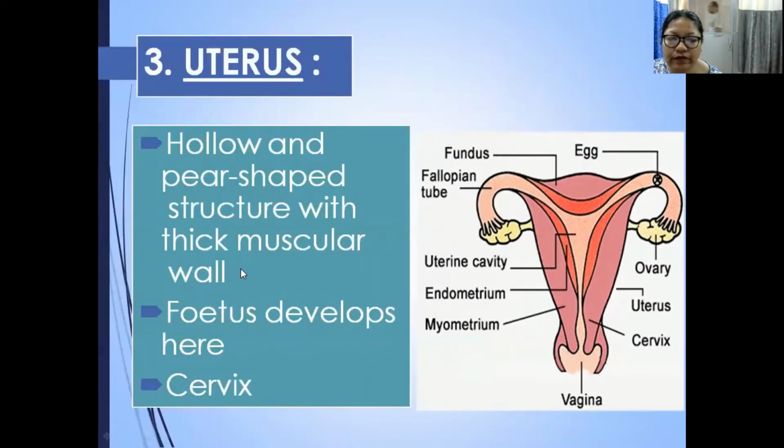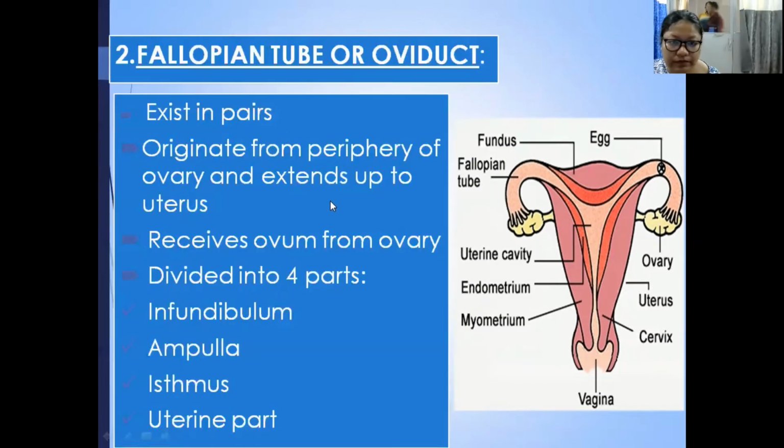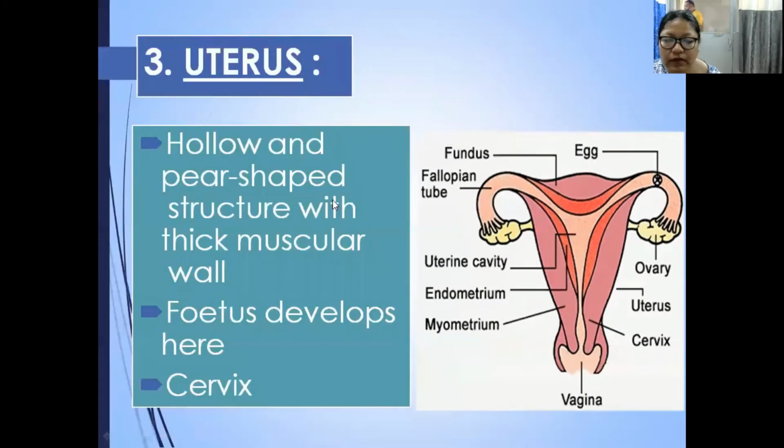And now we have the uterus. Here is the uterus. That is the third part of the female reproductive system. How does the uterus look? It is hollow and pear-shaped in structure with a thick muscular wall. So where do you find the uterus here? The uterus is here. You can see it looks like a pear shape and it has a thick muscular wall. This is the uterus and this is the thick muscular wall of the uterus.